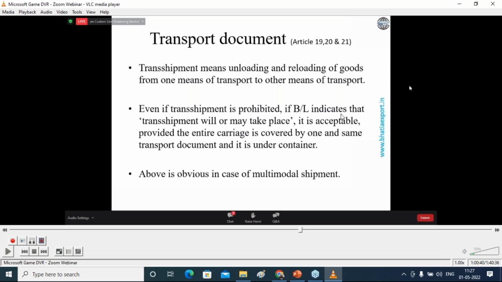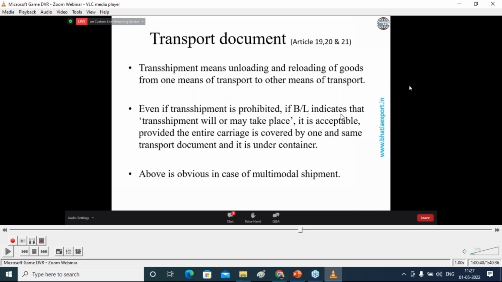And in the LC, it is written down. Generally, it is preferred to write down whether transshipment is allowed or not allowed. You have to mention either of the options. Transshipment is allowed or not allowed. Partial shipment is allowed or not allowed.